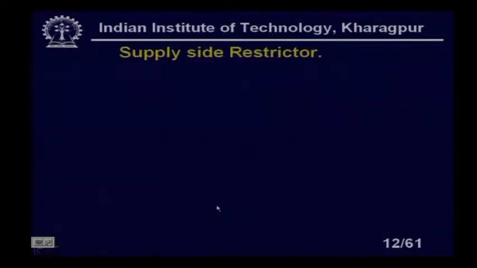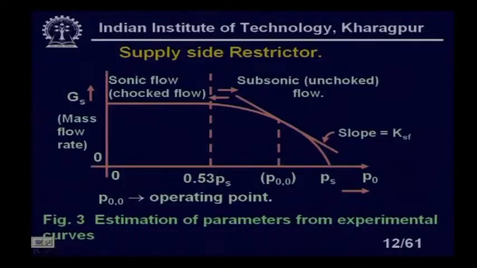Supply side restrictors, we have two types of restrictors. We have a supply side restrictor, we have a load side restrictor. Load side means on the flapper side, and supply side means the restrictor from the supply of the air which is coming in to the flapper nozzle system. You see here the estimation of the parameters from the experimental flows.